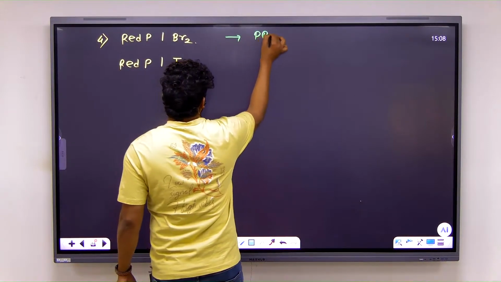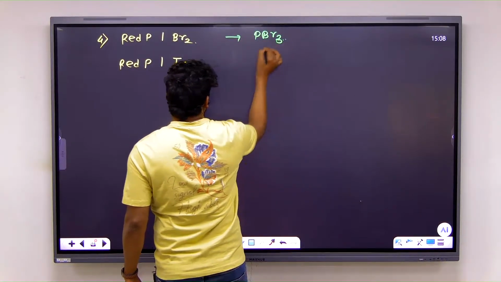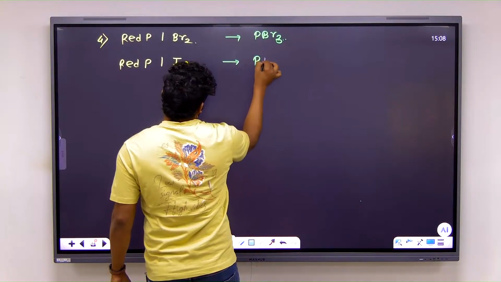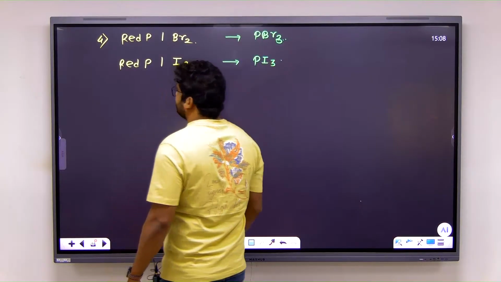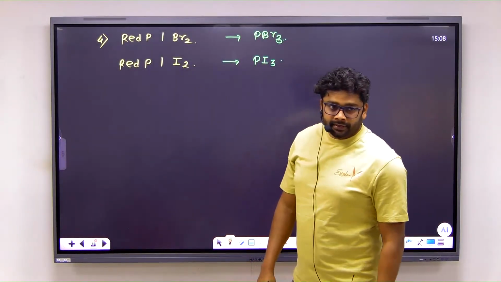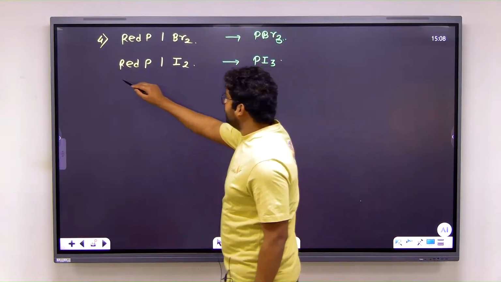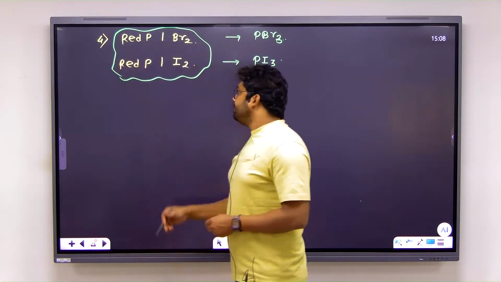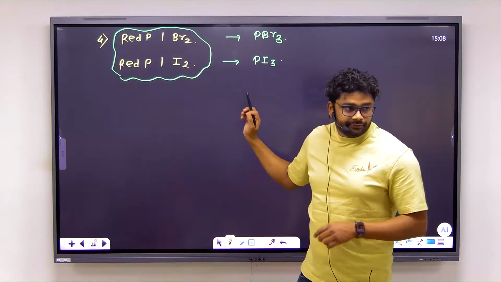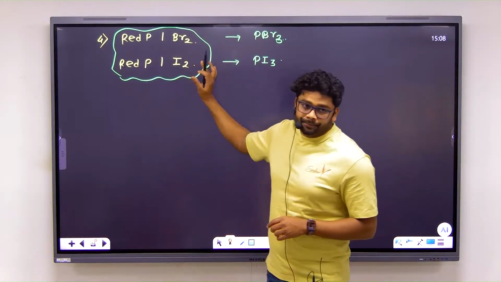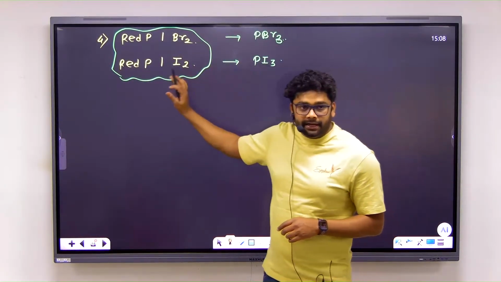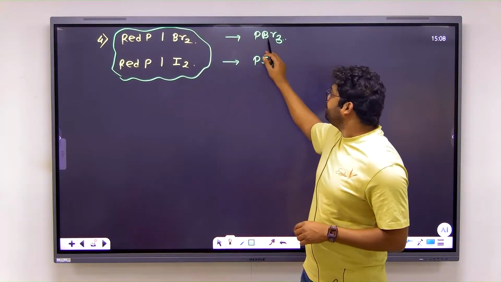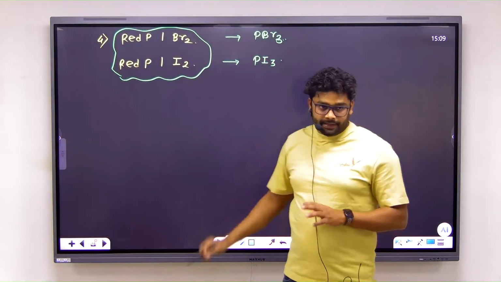that PBr3 is unstable and PI3 is also unstable. Then they are replaced by this group, red phosphorus and Br2, and red phosphorus and I2. These both groups have the ability to do the work of what? PBr3 and PI3. Simple.